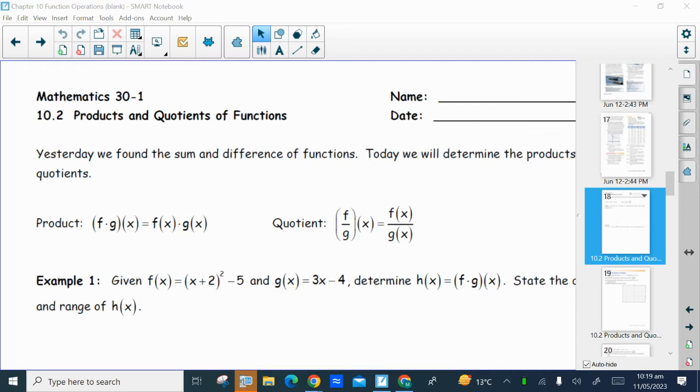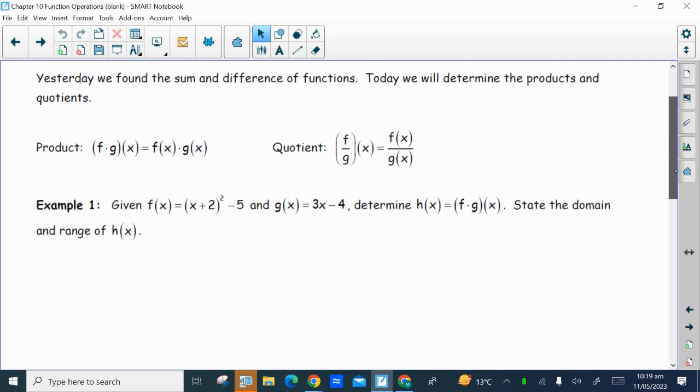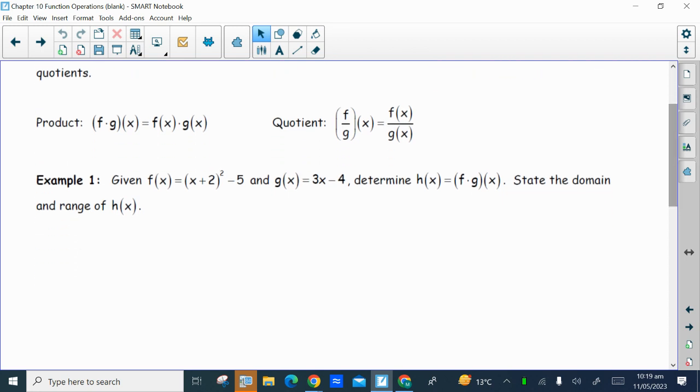So yesterday we saw that we can do sums and differences of functions. Today we'll look at products and quotients. The product f times g at x is the same as f at x times g at x, and the quotient f over g at x is the same as f at x over g at x.